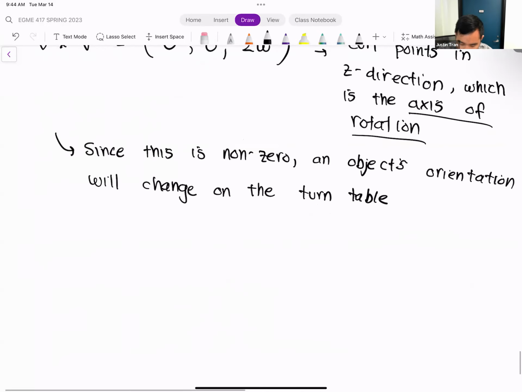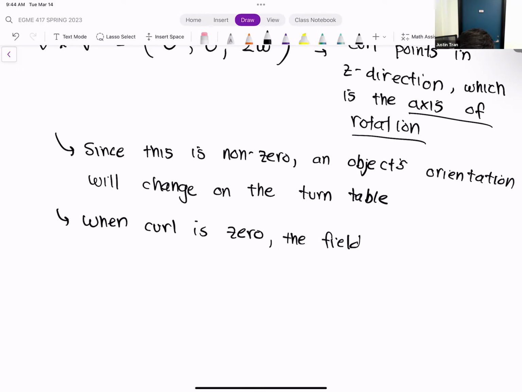The opposite of this is when the curl is zero. When you have a vector field where the curl is zero, we say that that field is irrotational. And so the opposite is going to occur. An object in an irrotational vector field is not going to change orientation.